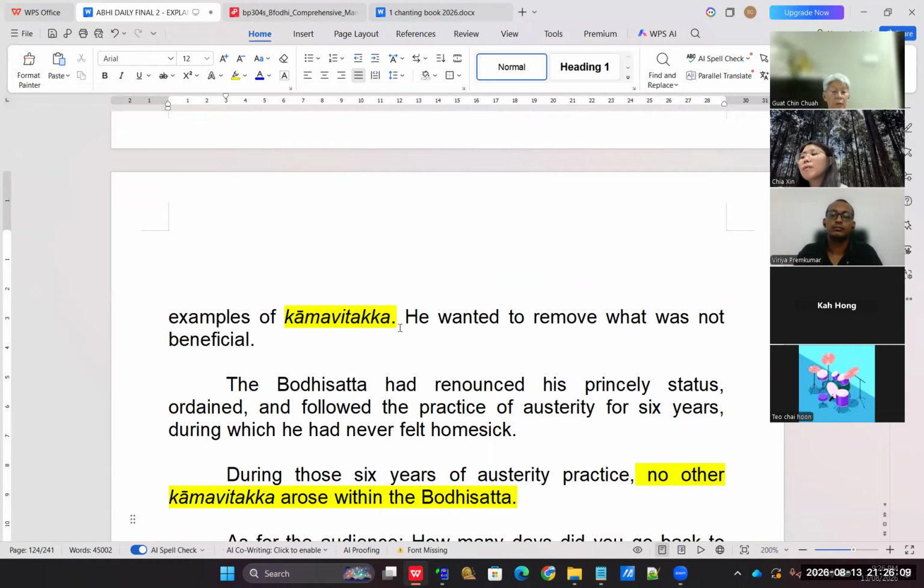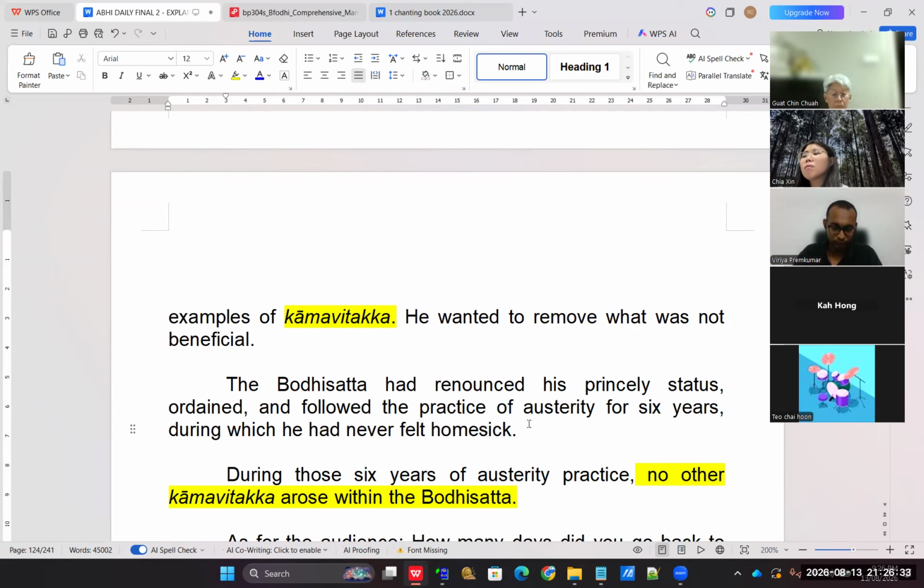Because he said that as a Bodhisattva, following his austerity practice and so on, he never even thought about his family life. He really let go of everything, his big renunciation. It's only that he wanted to regain his health. That's why he had to eat. And that was the only Vitakka, Kama Vitakka.